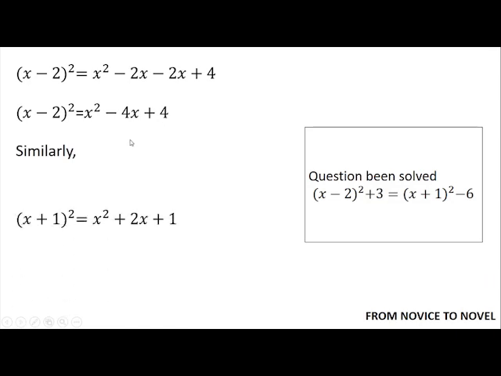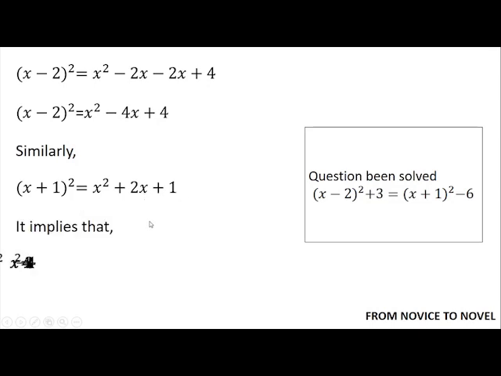Also, we need to expand (x plus 1) squared. And by the time you do this, if you follow the same procedure that we used earlier, you arrive at x squared plus 2x plus 1. Now the next thing you want to do is substitute the value of the expansion into this equation that you are solving. So anywhere you see (x minus 2) squared, replace it with x squared minus 4x plus 4. And anywhere you see (x plus 1) squared, replace it with x squared plus 2x plus 1.